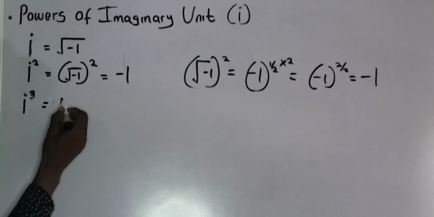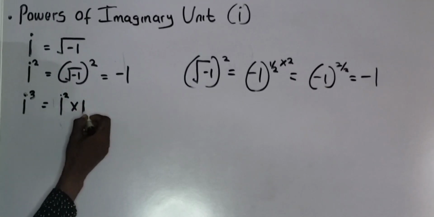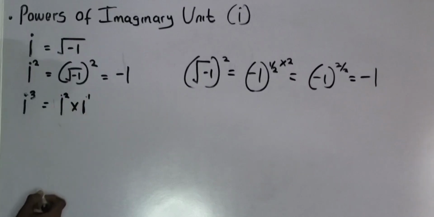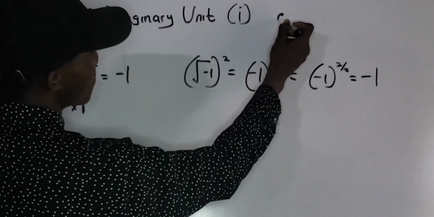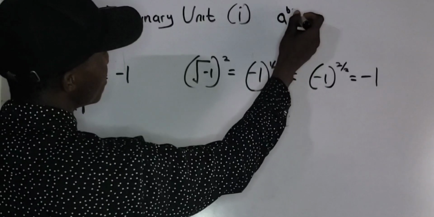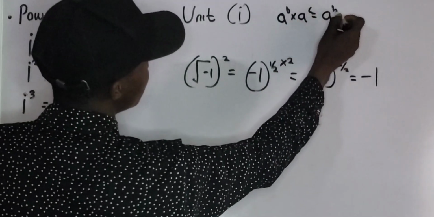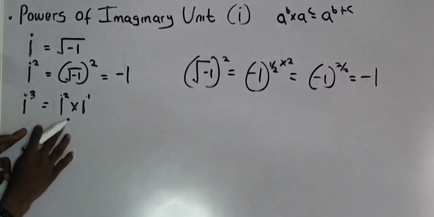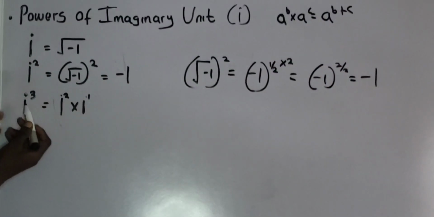That will be i raised to the power of 2 multiplied by i raised to the power of 1. Is that not it? You understand? Please, I want you to pay attention. According to the law of indices, if we have a raised to the power of b multiplied by a raised to the power of c, that will be a raised to the power of b plus c. So it's the same thing as this. If I multiply this, I'm going to have i raised to the power of 2 plus 1, which is i raised to the power of 3.